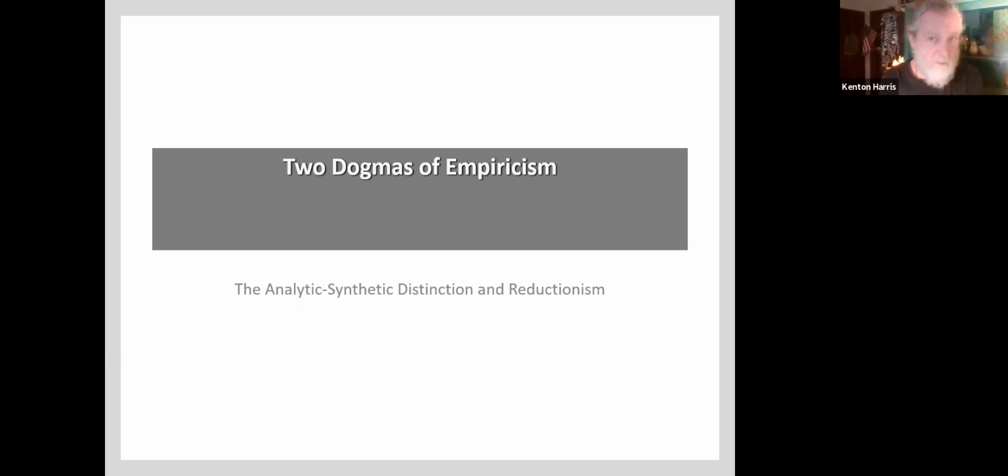The other dogma that Quine attacks is reductionism. What is reductionism? This is the project that begins at least with Locke, maybe it predates Locke, but it certainly begins with Locke, which is that in order for an idea to be legitimate, we have to be able to reduce it down to some elemental bit of experience.